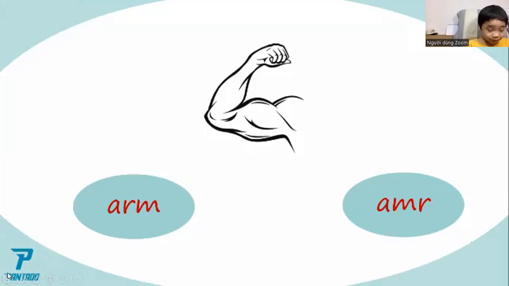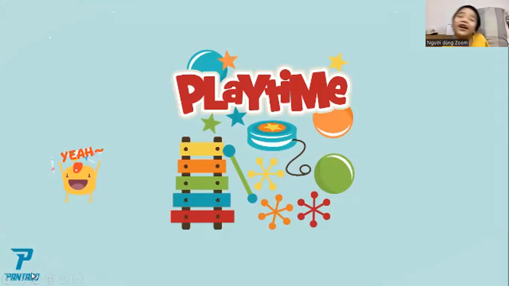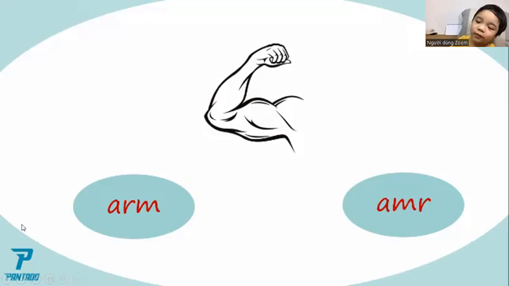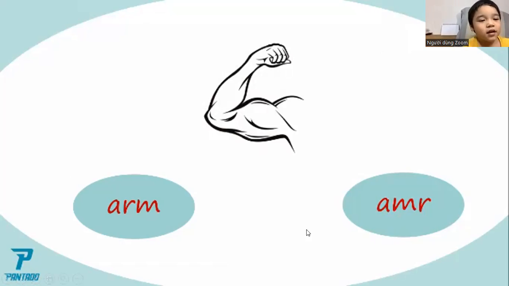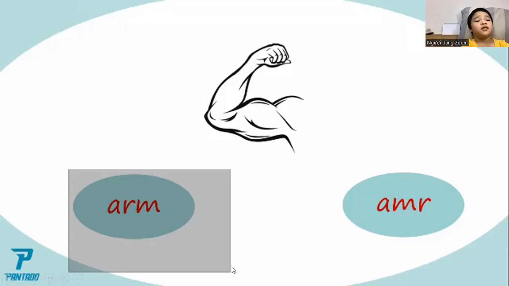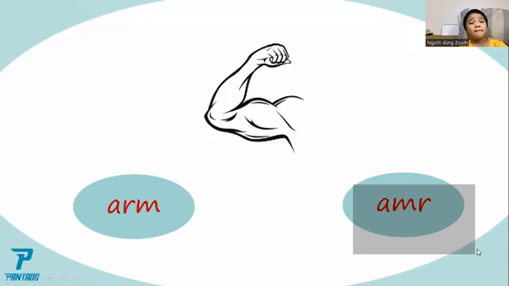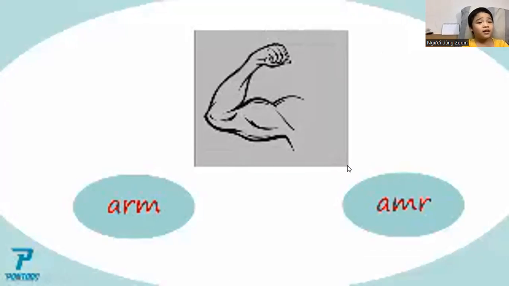Okay, so now let's have a play time. Do you want to have a play time? Do you want to play? Okay, then let's play. Here we'll be playing the correct spelling for the picture. For example, what is this? Kindly look at this one. What is this? Is it this one or this one? So you're going to circle the correct name of the picture. Okay, is it ARM, arm, or AMR, armor? So what is the correct name of this picture?